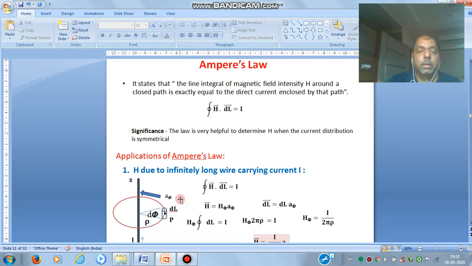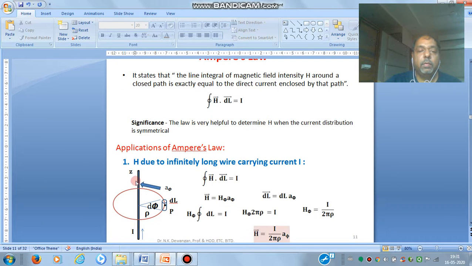Suppose we have any closed path like this, and we want to calculate the line integration of magnetic field intensity around this path. Then this will be equal to the total current enclosed by this path. Suppose it is enclosing a current I, then we put I here. So the line integration of H around a closed path will be equal to the total current enclosed by this path. Suppose we remove this current, and we want to calculate H around this closed path, then the value will be equal to 0.